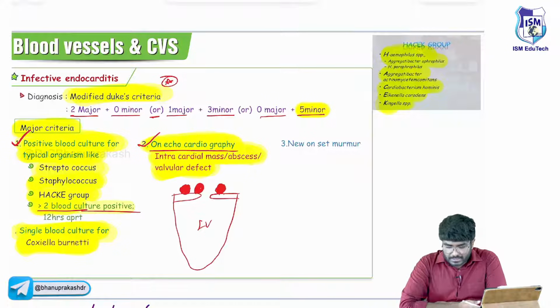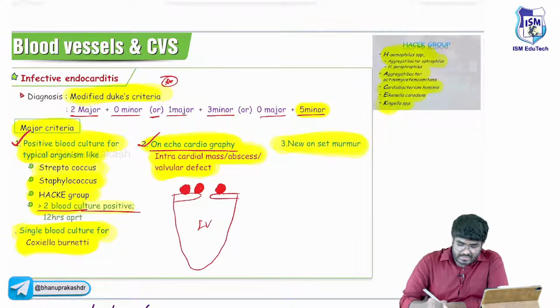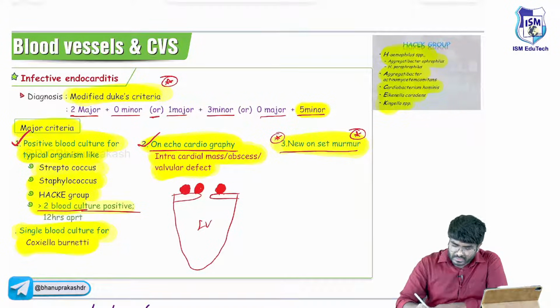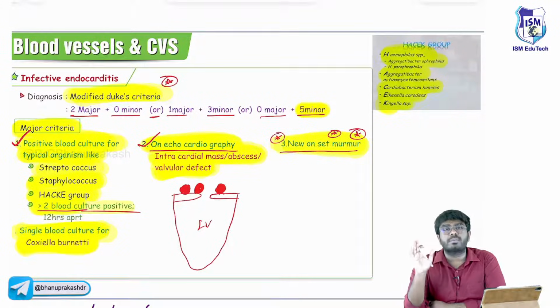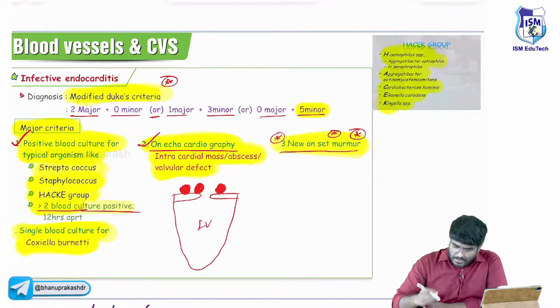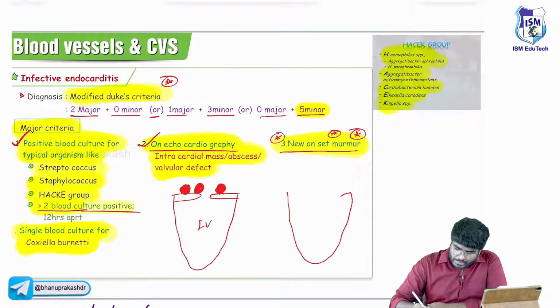Done. And the third finding, this is the keyword to make the diagnosis of infective endocarditis. If I am the one appearing for the exam, this is the one thing I will keep in mind: whenever you see the words new onset murmur, you should always think about infective endocarditis. So what is this new onset murmur? Look, you already know.